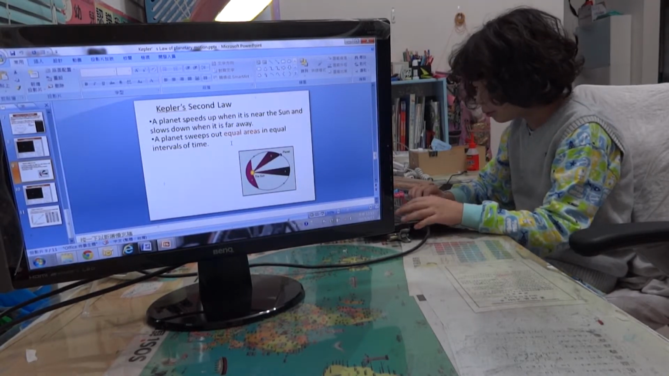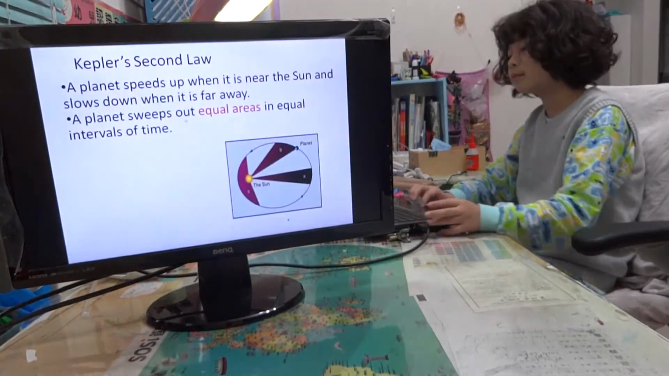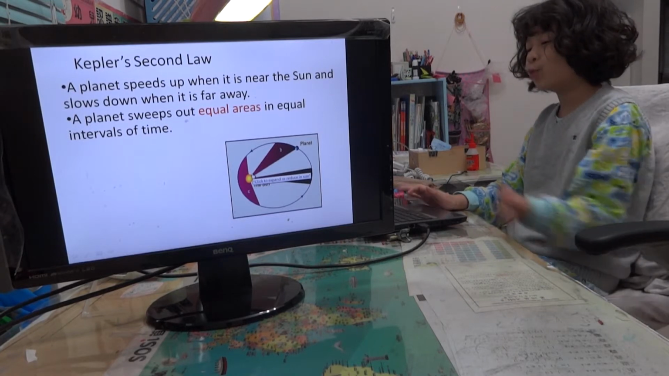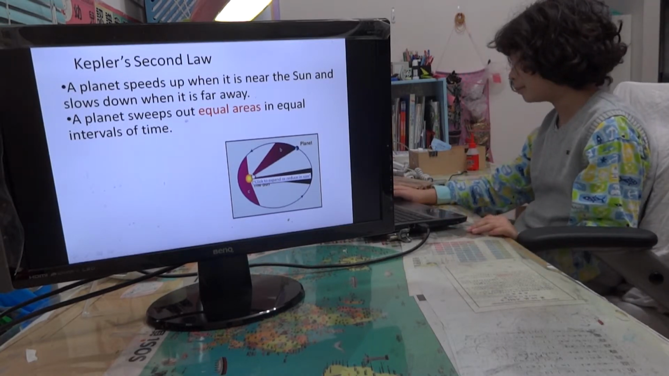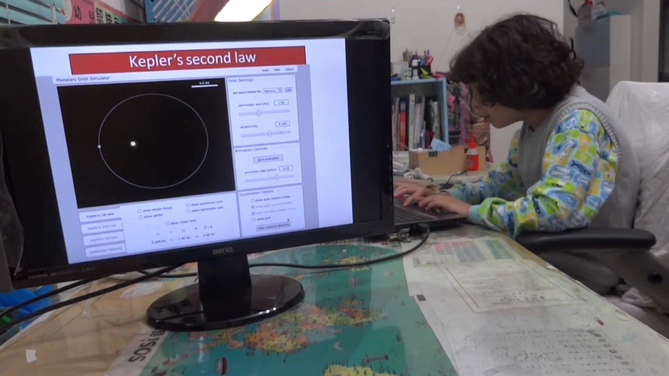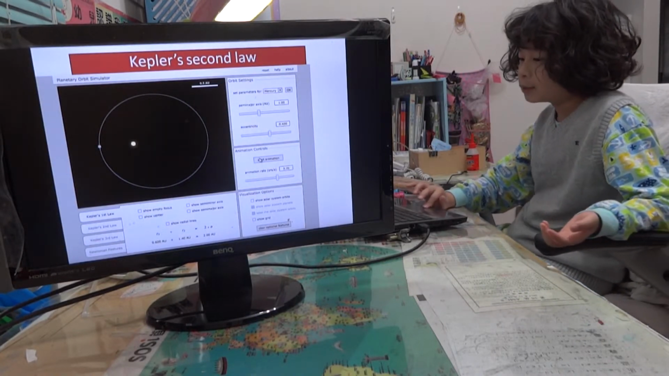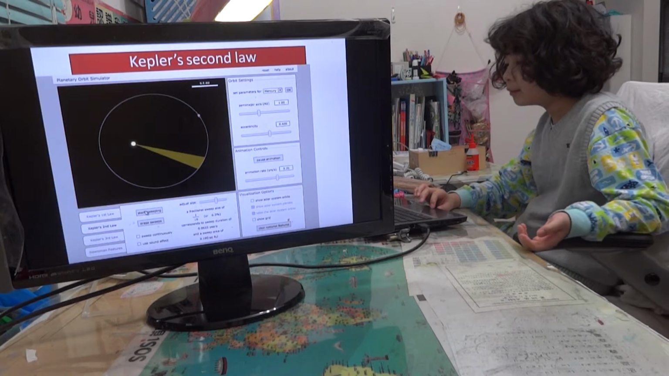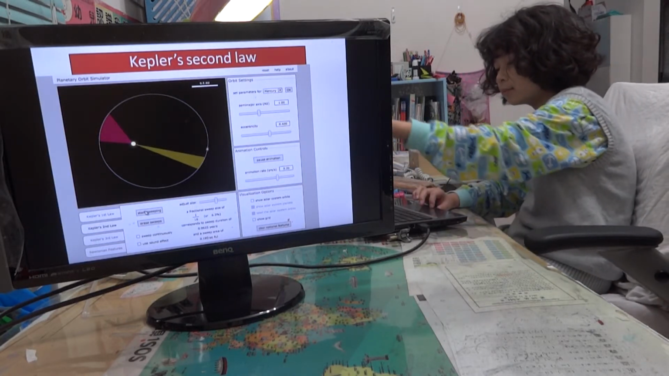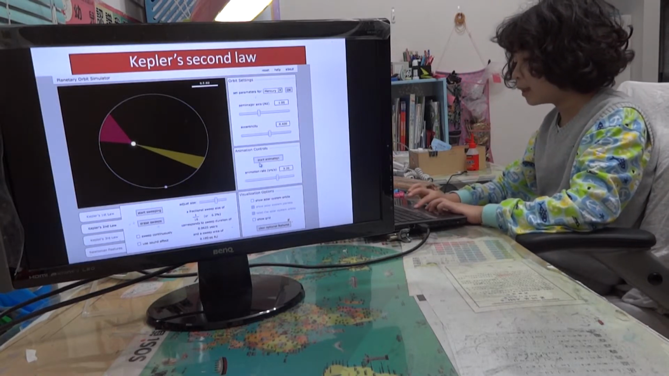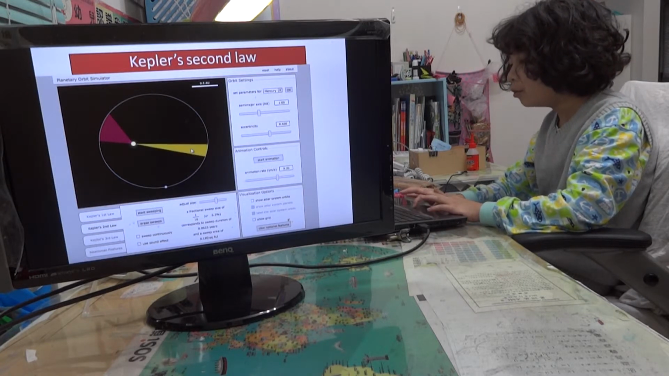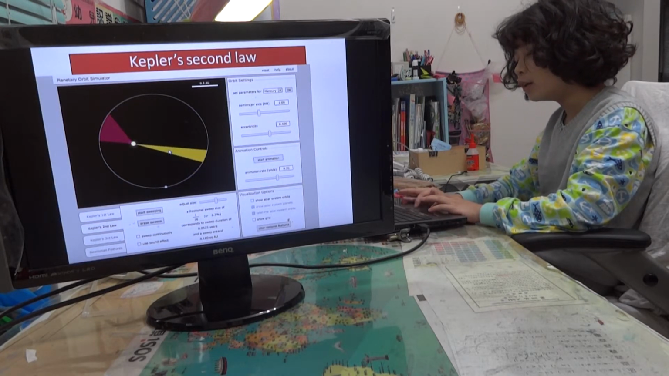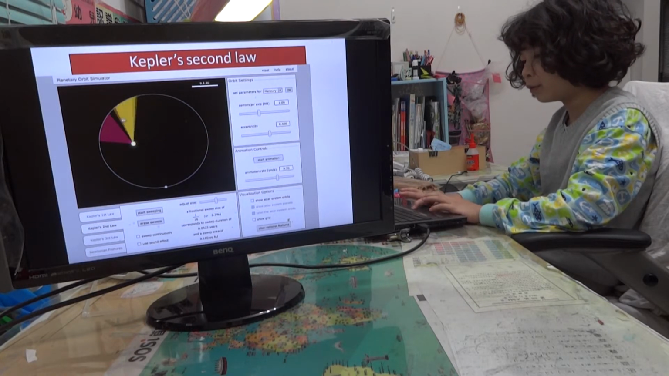Kepler's second law. What does it say? It says that when a planet is close to the sun, it moves faster than when it is away from the sun, so it sweeps out equal areas in equal time. For example, I'll still choose Mercury and start. When it gets close to the sun, you see it is very fast. Now the area is very thin, but when it moves, it gets very fat. In the same time, this area is equal to this area.